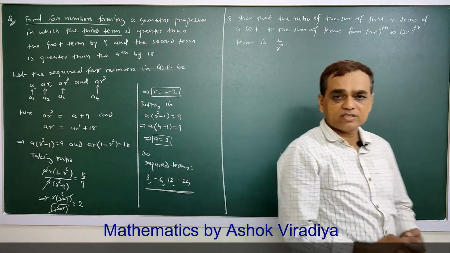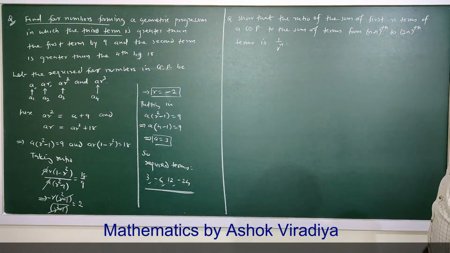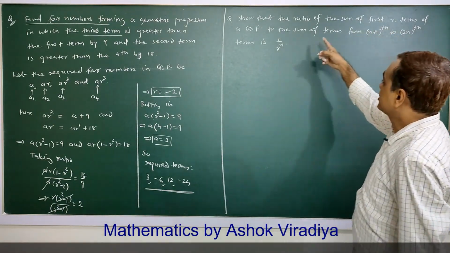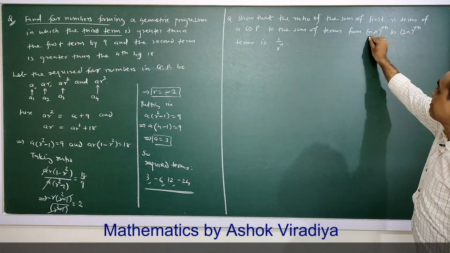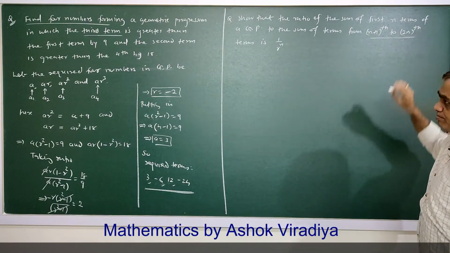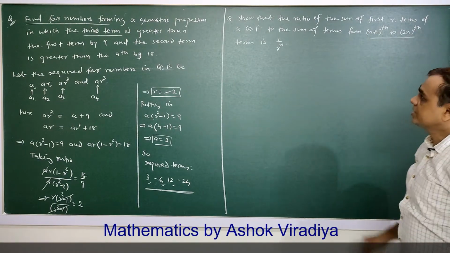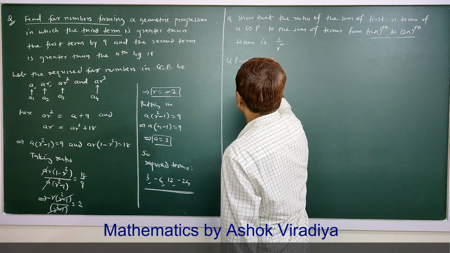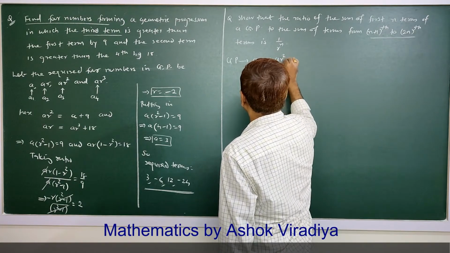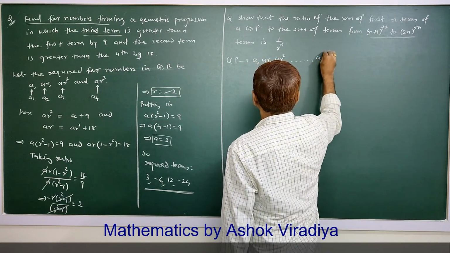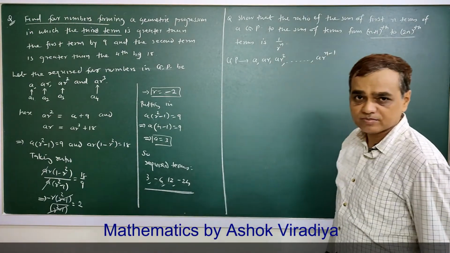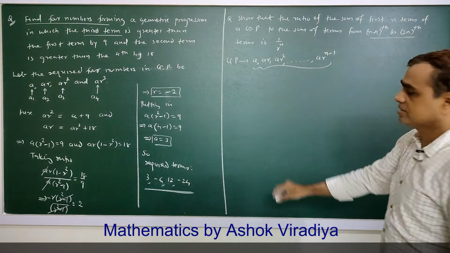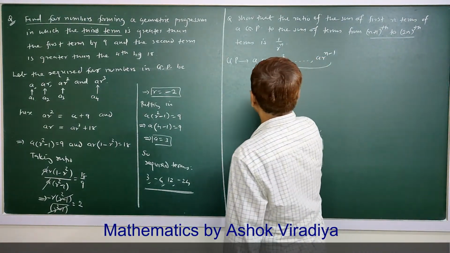Now in this question, the ratio of the sum of the first n terms of a GP to the sum of terms from the n plus 1th to the 2nth term. So here I am putting a GP, A, AR, AR square, up to AR raised to n minus 1. So these are the first n terms.